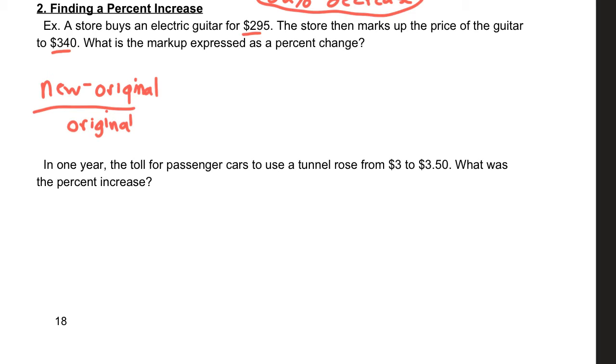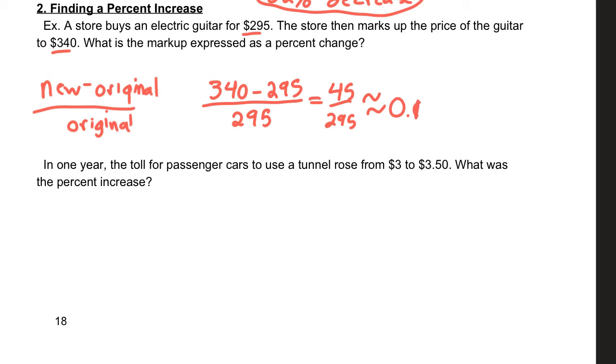So with this example, I'm going to take the new value of $340 minus $295, and that's out of the original value of $295. So this becomes 45 over 295. I use my calculator to figure that out and round it. It's about 0.15. So this represents a 15% increase in price, a markup of 15%.